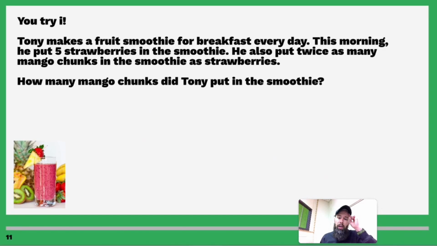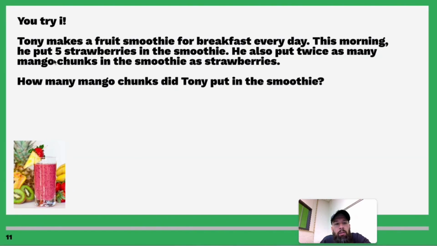All right, so you try it. Okay, is this going forwards and multiplying our 2 numbers, or is this going backwards and having a space? You pause the screen, read the problem, and then come back and check your work. All right, Tony makes a fruit smoothie for breakfast every day. This morning, he put 5 strawberries in the smoothie. He also put twice as many mango chunks in the smoothie as strawberries. How many mango chunks did Tony put in the smoothie?